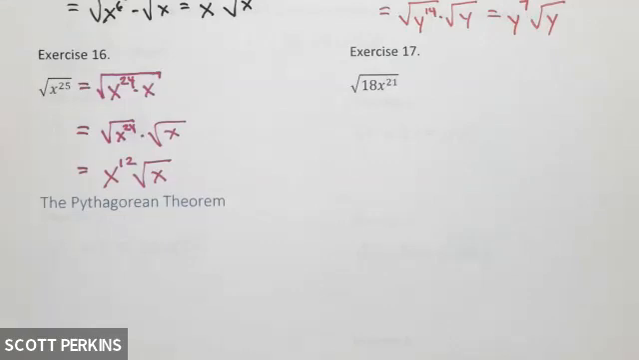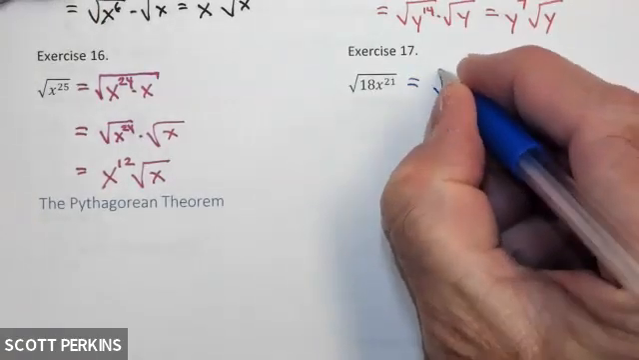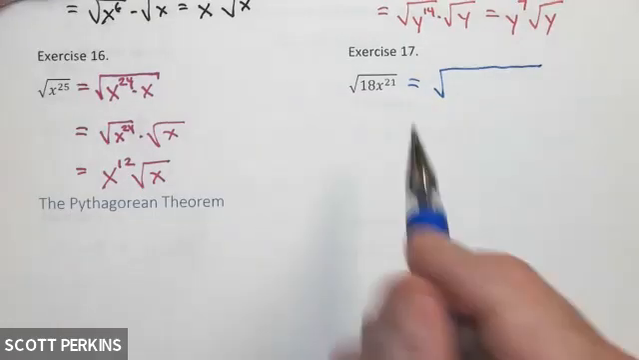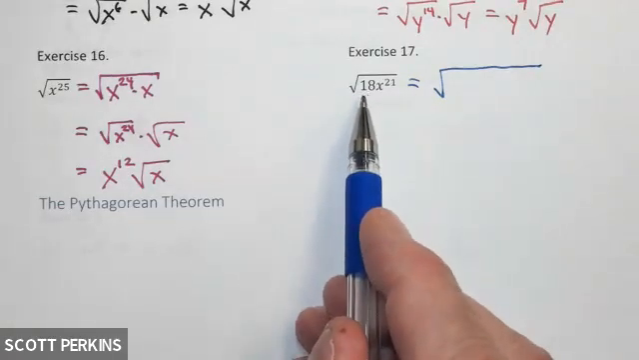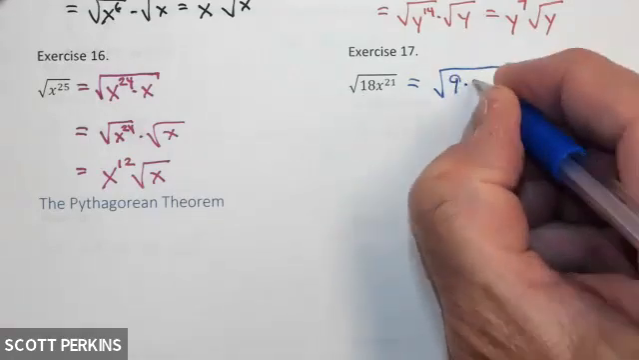On this problem, we've got the 18, we've got the x to the 21st. We've done both of these things separately. Now we've just combined them into one problem. So the first thing I'm going to do is write my radical. Let's forget about the x to the 21st for just a minute. 18, what is the perfect square factor of 18? 9 times 2, so I'm going to write that here and here.